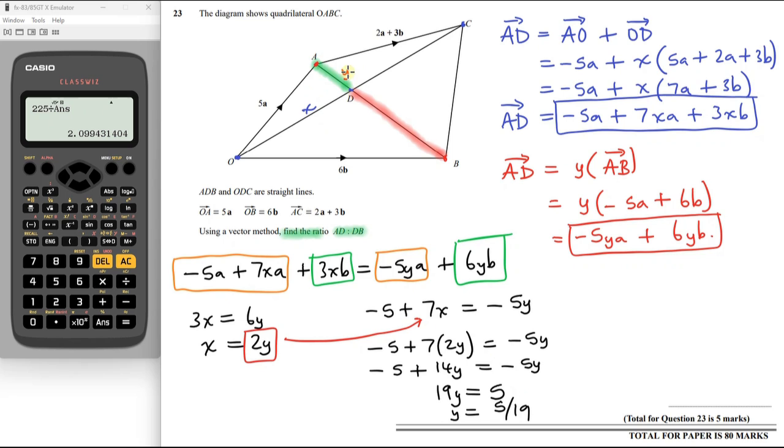We want this value for y because we need to work out the ratio AD to DB. So if y, which is the same as AD, is equal to 5 over 19, that means that DB must be equal to 14 over 19, because this is just broken down into two parts. So for the ratio AD to DB, there are 19 parts, 5 of them are AD and 14 of them are DB. So the ratio is going to be 5 to 14. That would be the final answer.